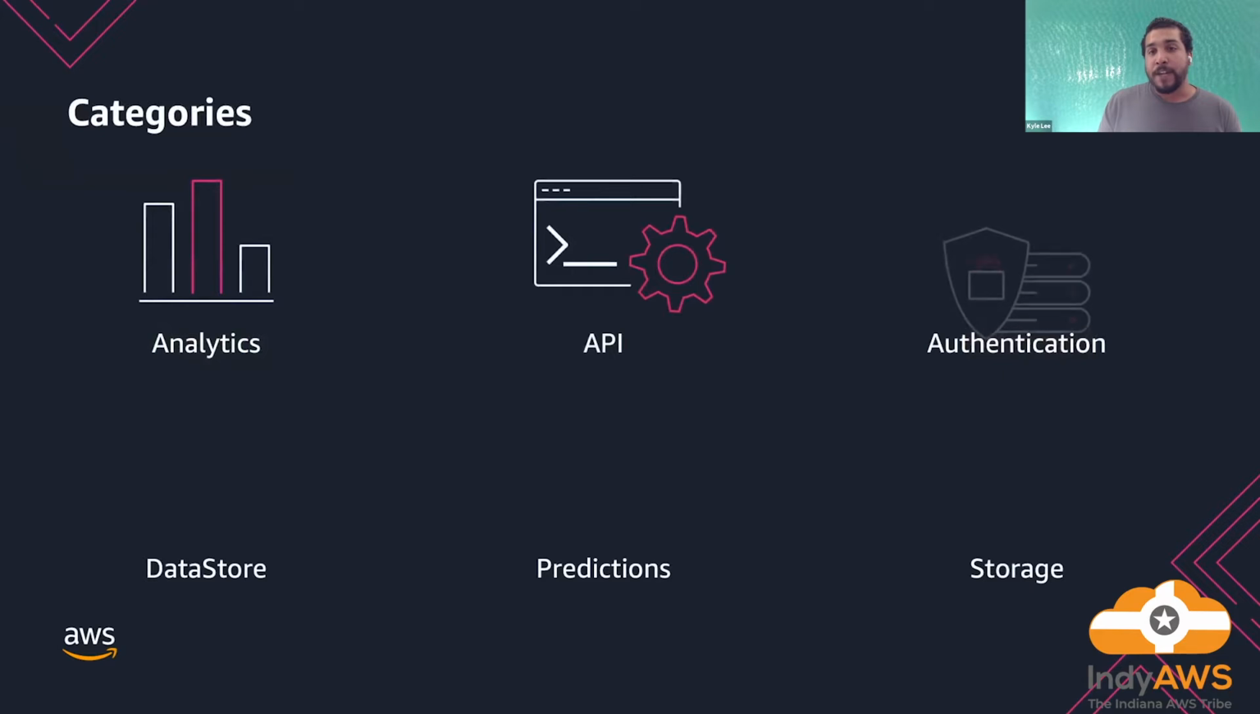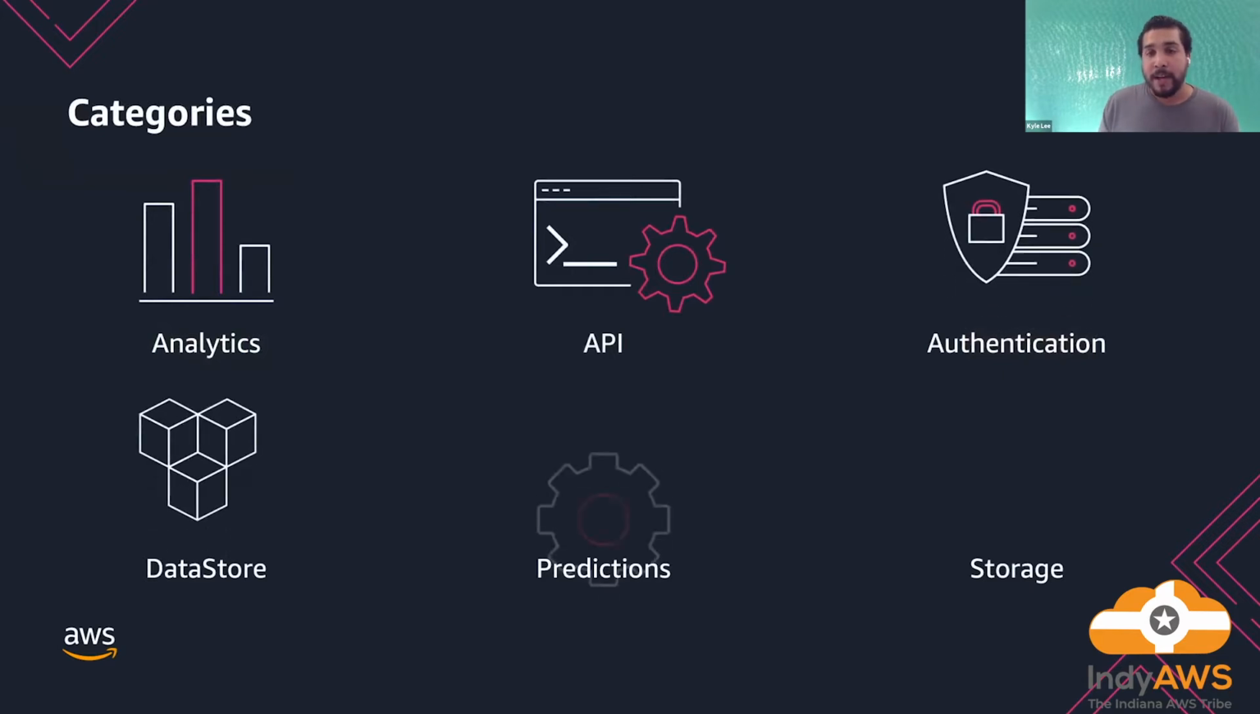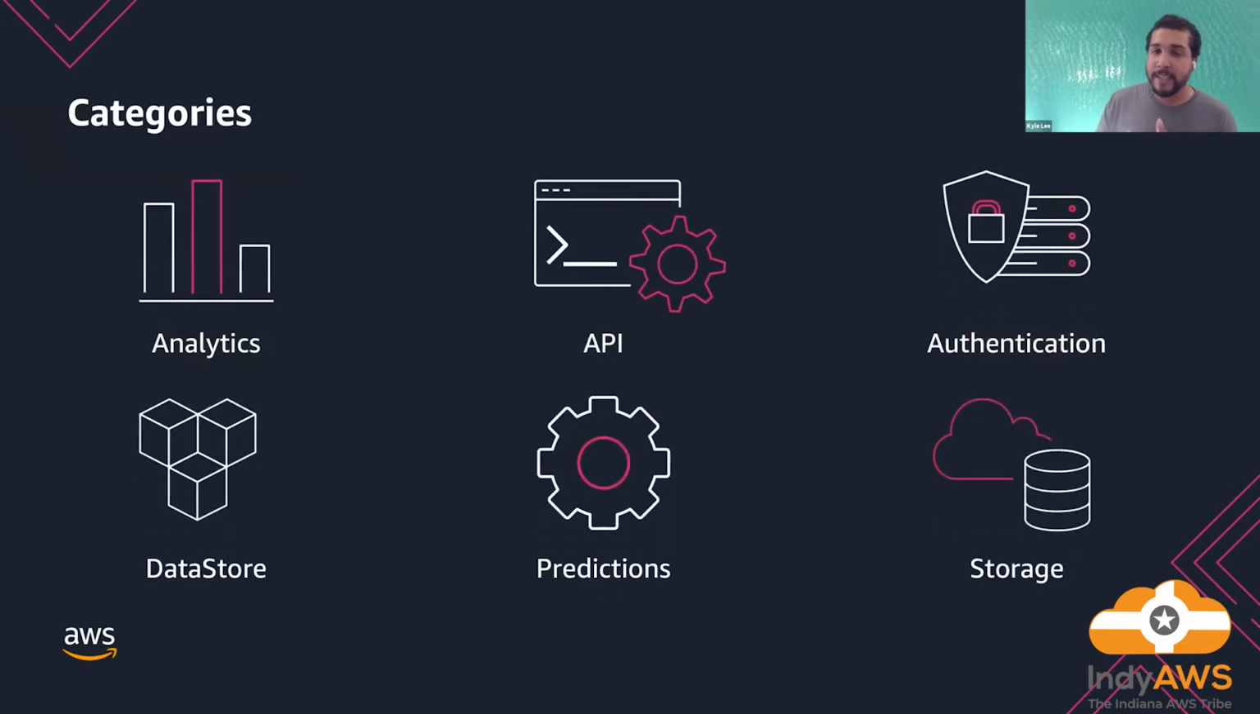A couple of the different categories that are offered by Amplify are analytics, API, authentication, DataStore, predictions, and storage. So a little bit on what this actually means. Categories are essentially use cases that you're trying to solve in your app.